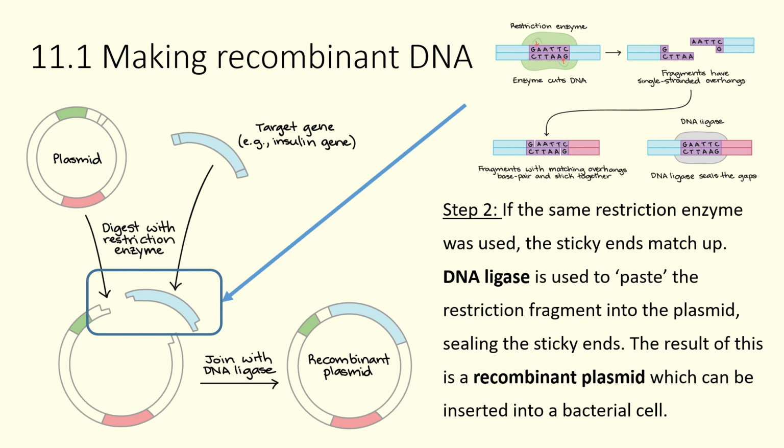Step one, we use restriction enzymes to cut out the target gene, e.g. insulin. We use that same restriction enzyme to cut open the plasmid, and then DNA ligase takes that target gene, the restriction fragment, and glues it in with the plasmid to make the recombinant plasmid, which is now just one gene bigger than it was before.